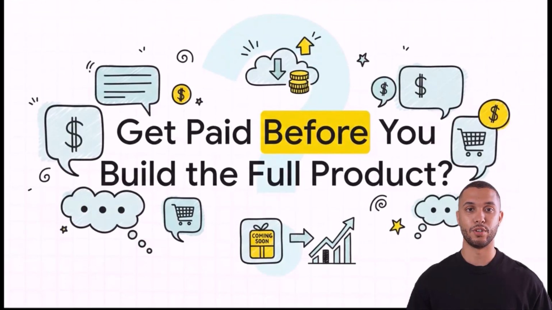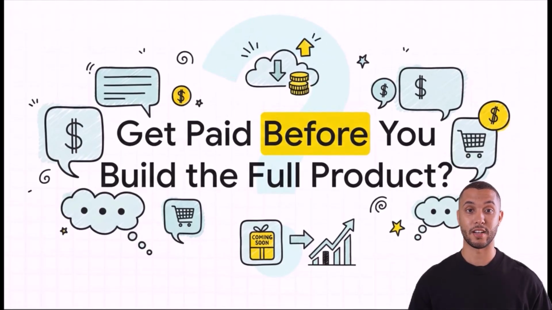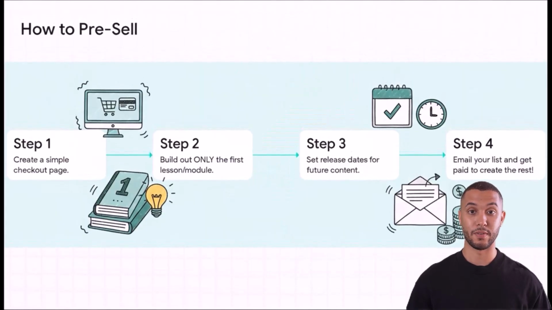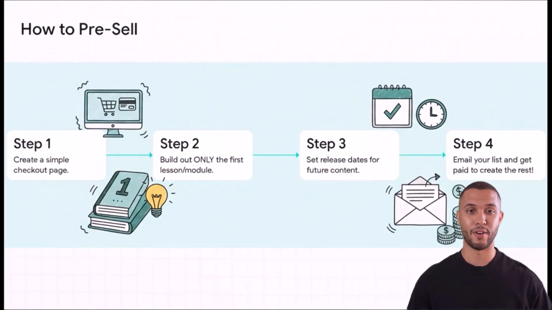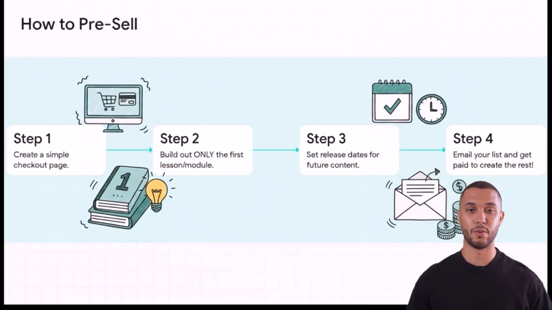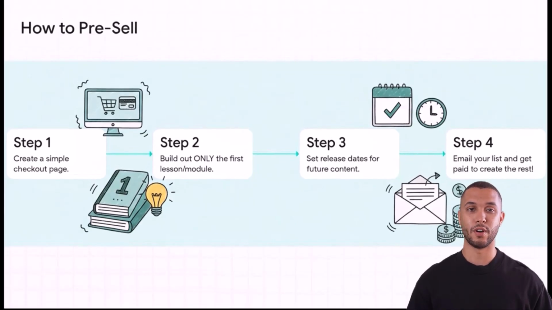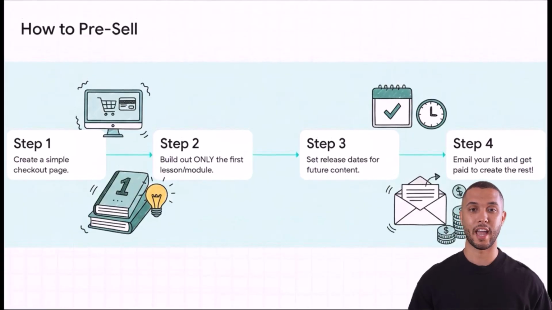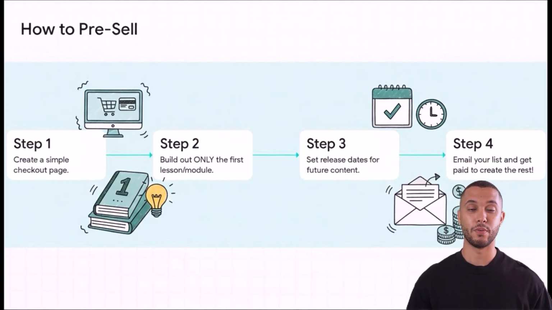Now we get to the most crucial and honestly kind of counterintuitive part of this whole strategy. What if I told you that you could guarantee your product will be a success before you even spend all that time building it? The secret is pre-selling. You just create a simple checkout page. You build out only the very first piece of your product, like the first lesson of a course, and then you sell it. This does 2 incredible things. First, it proves that people actually want what you're making, and second, it gives you the cash to build the rest of it. It's a total game changer that takes almost all the risk out of the process.